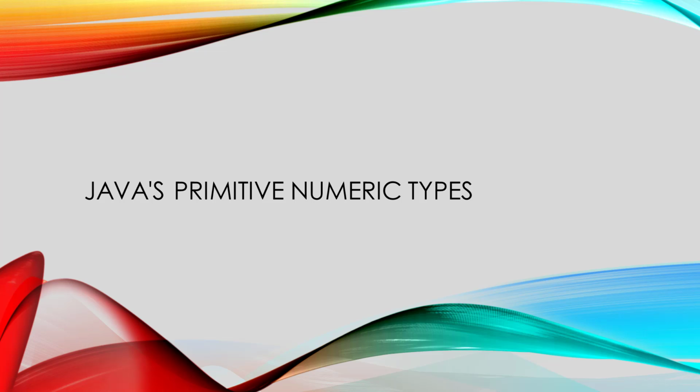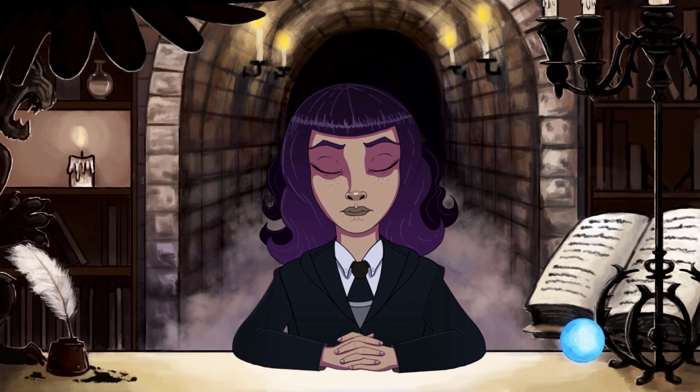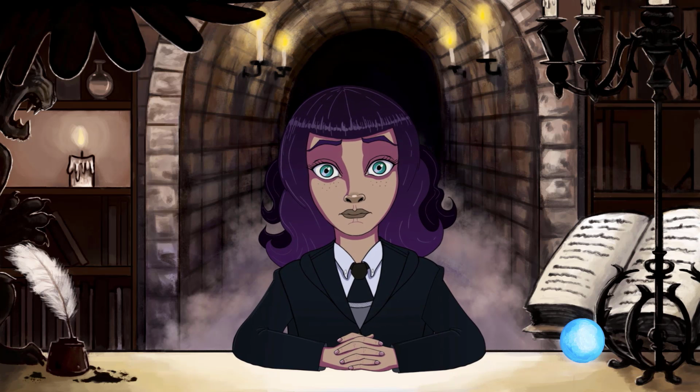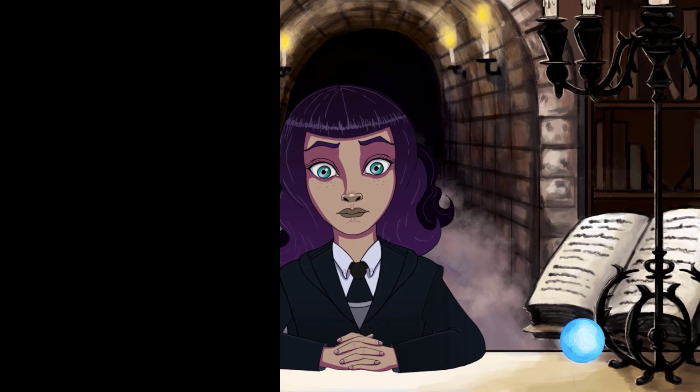We've been using some of Java's primitive types, but we really need to know some more details about them. Zumi? Yes? What's the definition of a primitive type? A primitive type is one that the compiler knows about, so it knows how much space it requires.